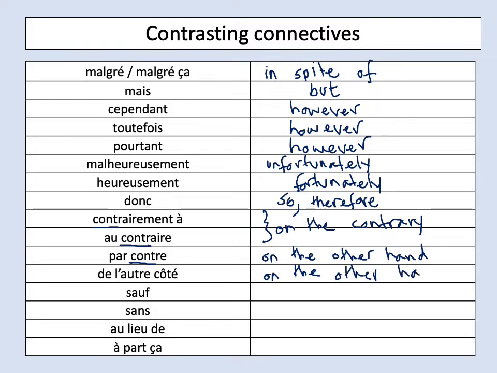Moving down, again we know this one fairly well. Sauf means except, and sans is without. Nice one here, au lieu de. Some of you use this quite nicely in your writing. Instead of. Oh, I've written instead without an A. That was for you, Luke. Instead of. And then à part ça is actually quite close to what it looks like. Apart from.